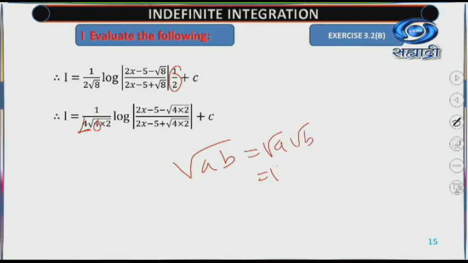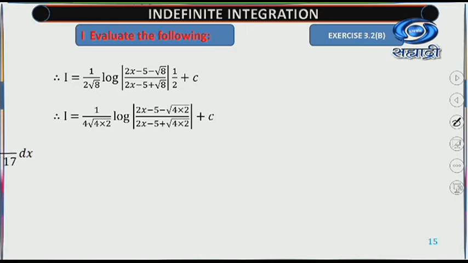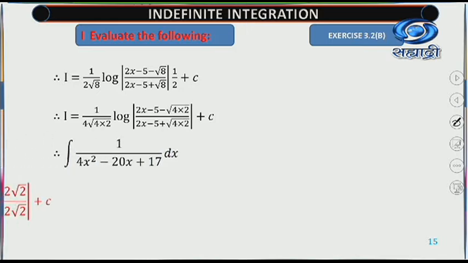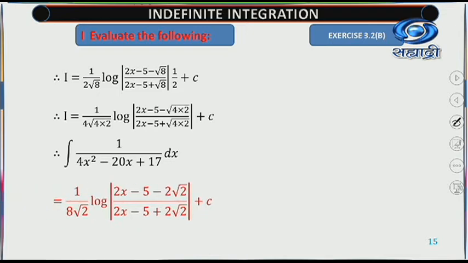So you will get here root 4 into root 2, but root 4 is 2, that you are able to write here. That's why we are simplifying, because we want a more simplified answer. So this integral is equal to, now look at here, from here you will get 4 into 2 root 2, which is nothing but 8 root 2 log. Now this again you will get the same value for root 8.